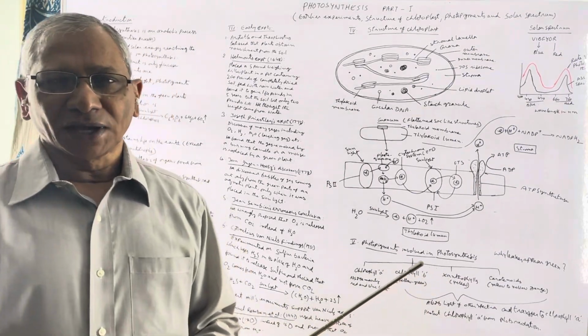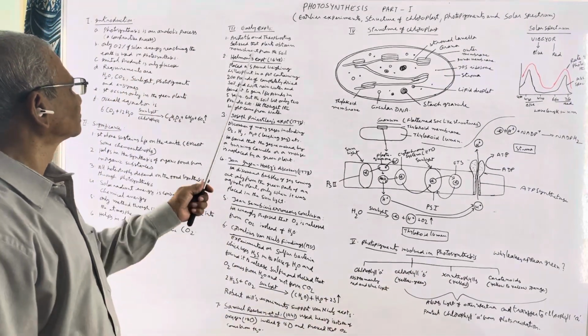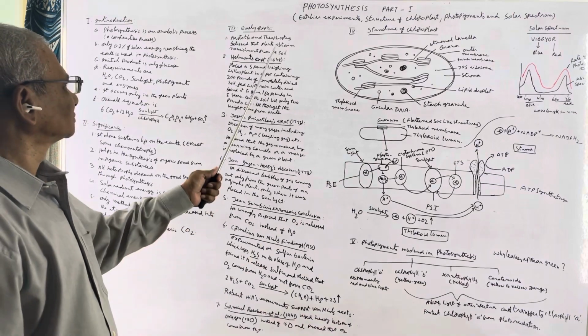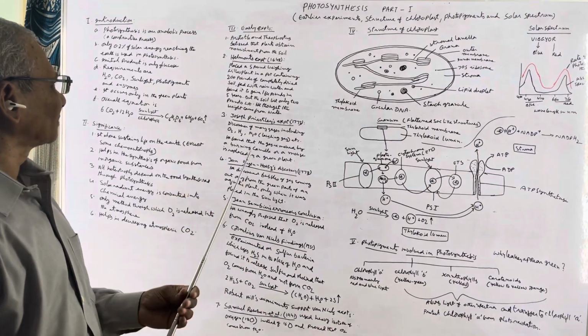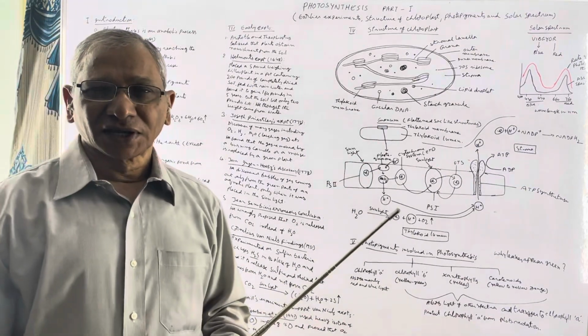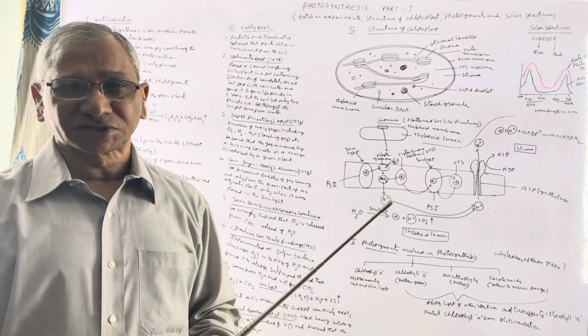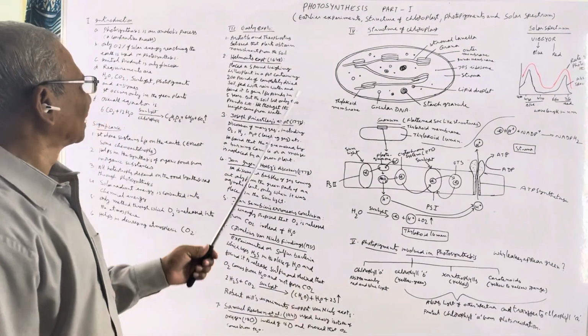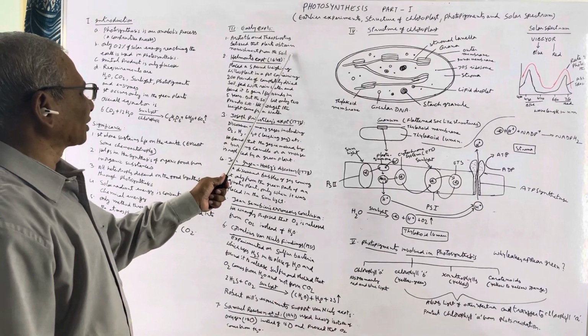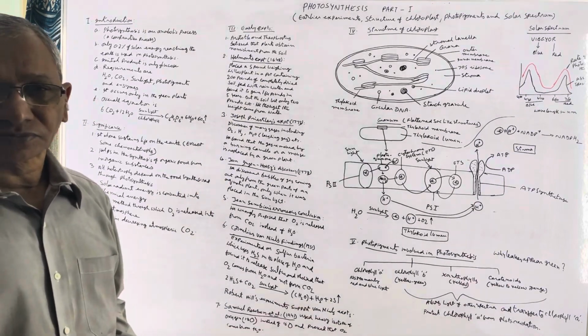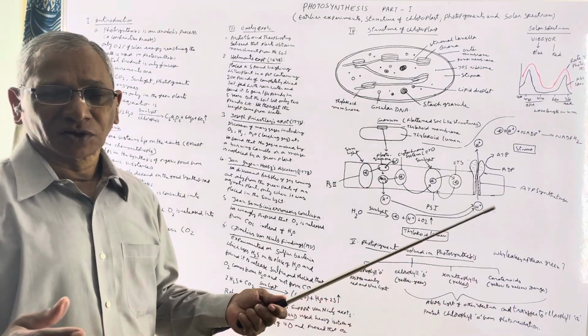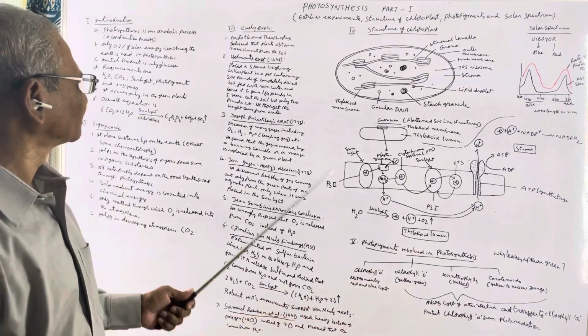We know Aristotle is the father of zoology. Theophrastus is the father of botany. They were ancient Greek philosophers. They believed that plants obtain nourishment from soil. They were not aware of chlorophyll or other things.